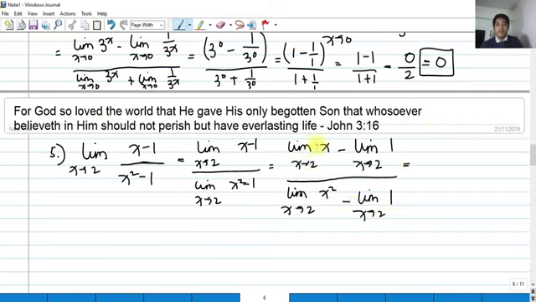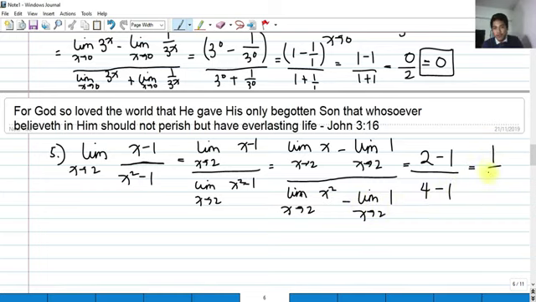Again, the limit of x as x approaches 2 is simply equal to 2. The limit of 1 as x approaches 2 is a constant, so the limit of a constant is always the constant itself. So we have the limit of x as 2, and the limit of x squared as x approaches 2 is simply 2 squared, which is 4, minus the limit of a constant as x approaches 2, which is simply the constant itself.